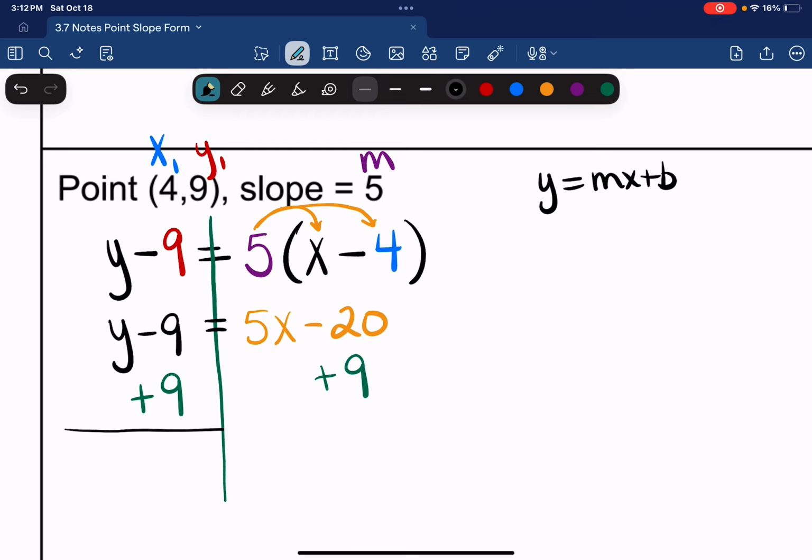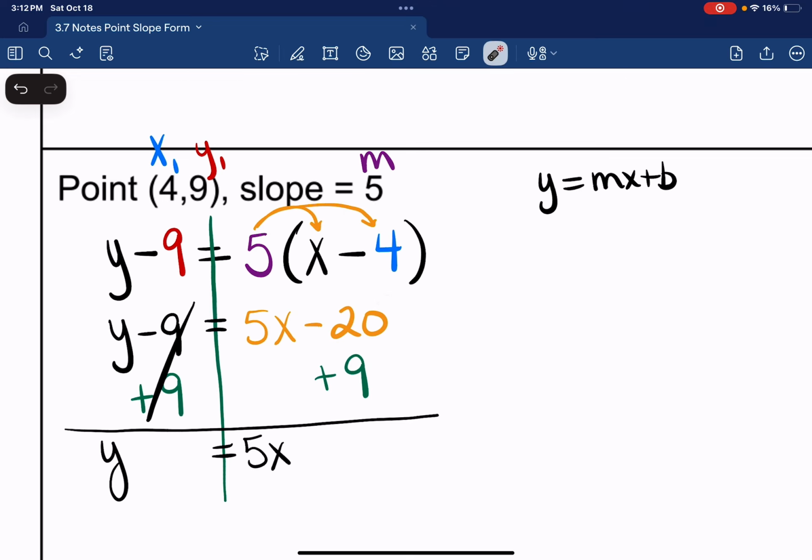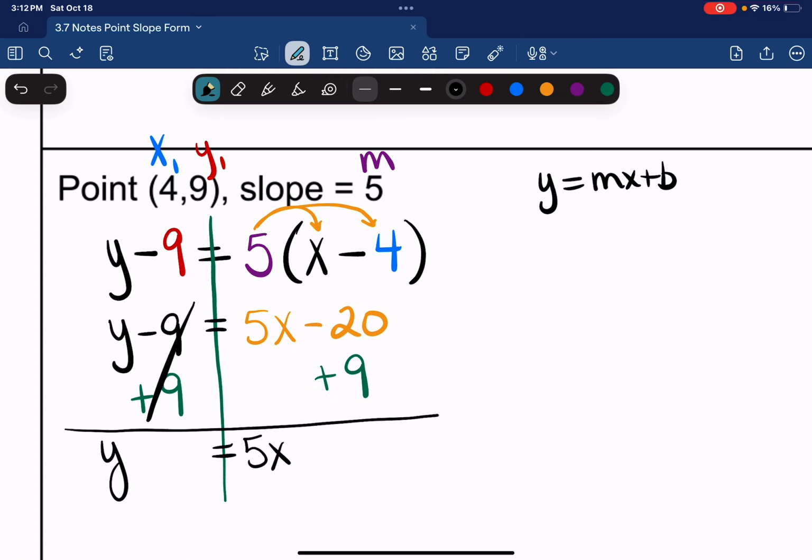Now just make sure you line up your terms neatly so you don't cause any error. And we have y that we just bring down. Minus 9 plus 9 cancels to 0. And we've got our equal sign. And then the 5x, it's not being combined with anything, so we bring that down also. But I can combine these constants, negative 20 plus 9, and that gives us a minus 11. So our equation in slope-intercept form is just y equals 5x minus 11. So our y-intercept crosses our y-axis at negative 11, and our slope is a positive 5.